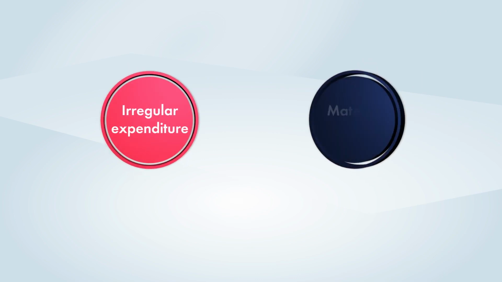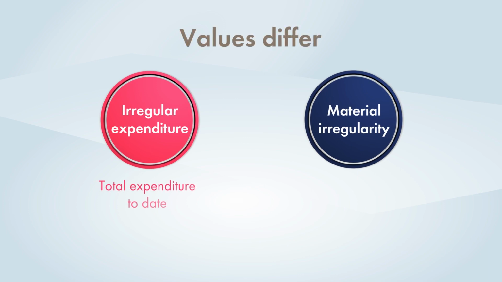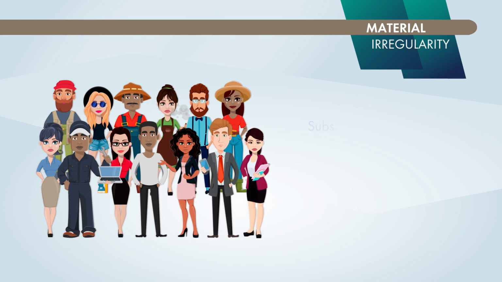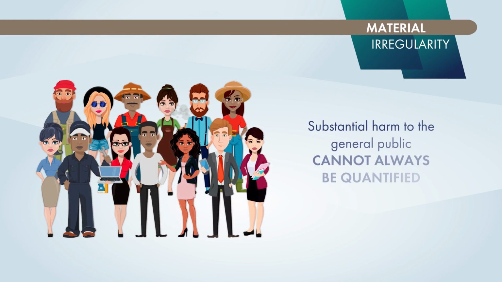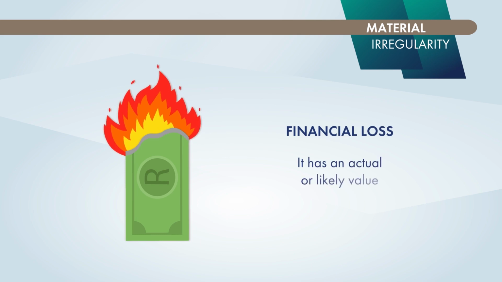Here's another way of looking at irregular expenditure and material irregularity. They differ in terms of value. Irregular expenditure is the total expenditure to date. Material irregularity, on the other hand, may not always have a value, as there are other non-financial material impacts. For instance, substantial harm to the general public cannot always be quantified. But if the material irregularity relates to financial loss, then this has an actual or likely value.